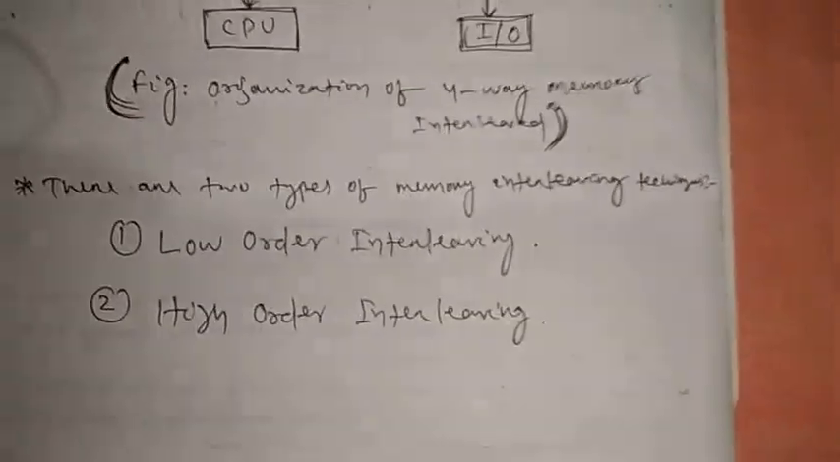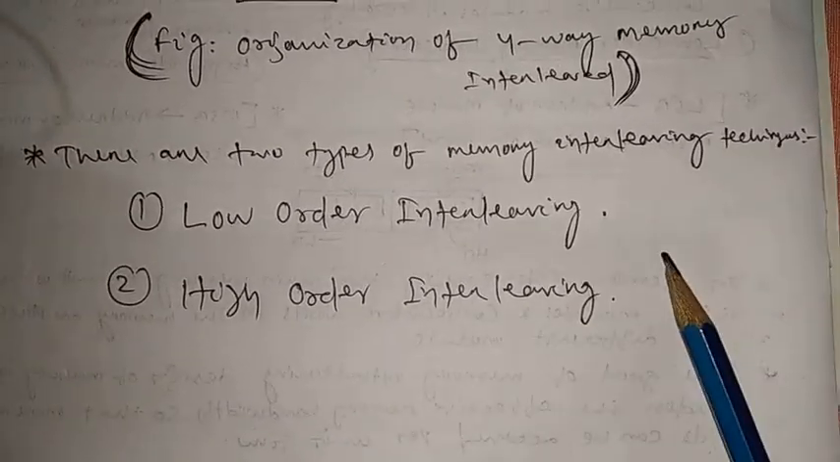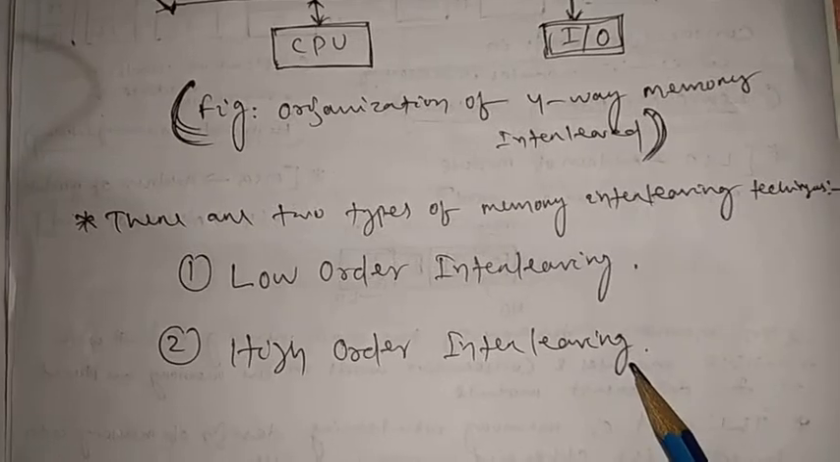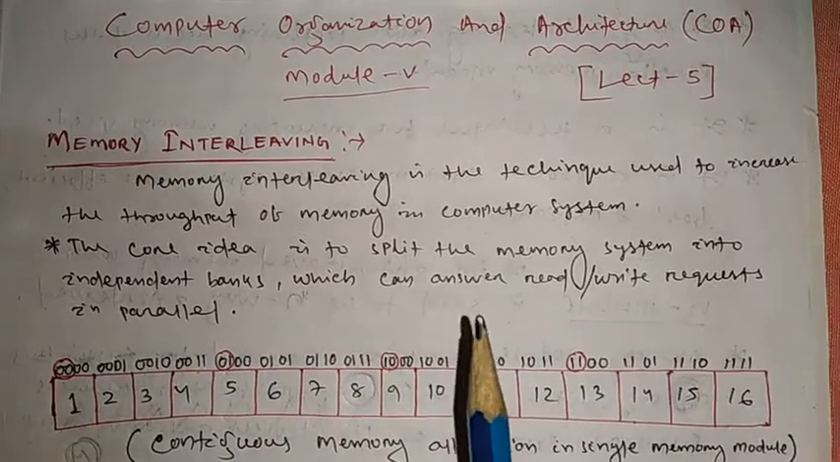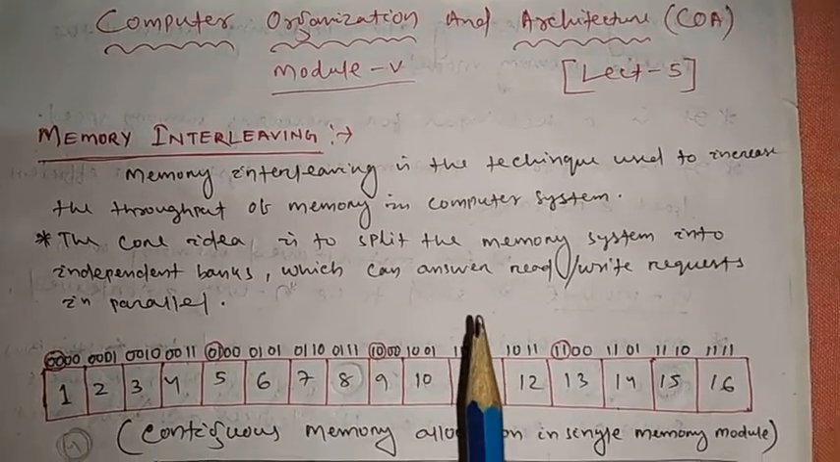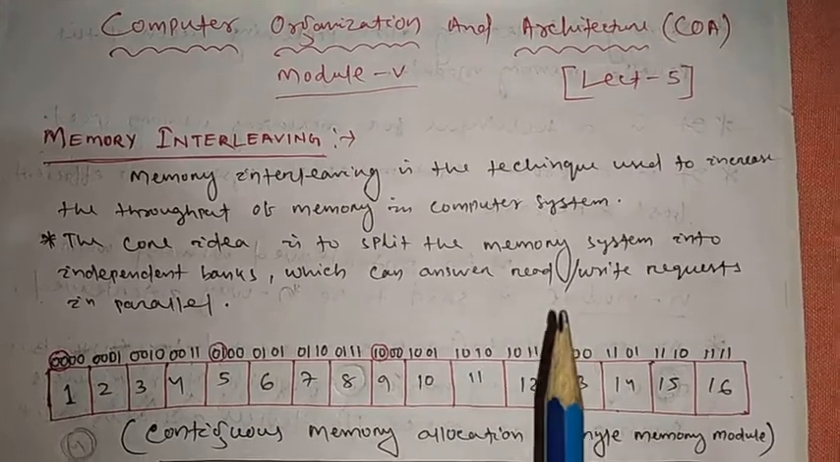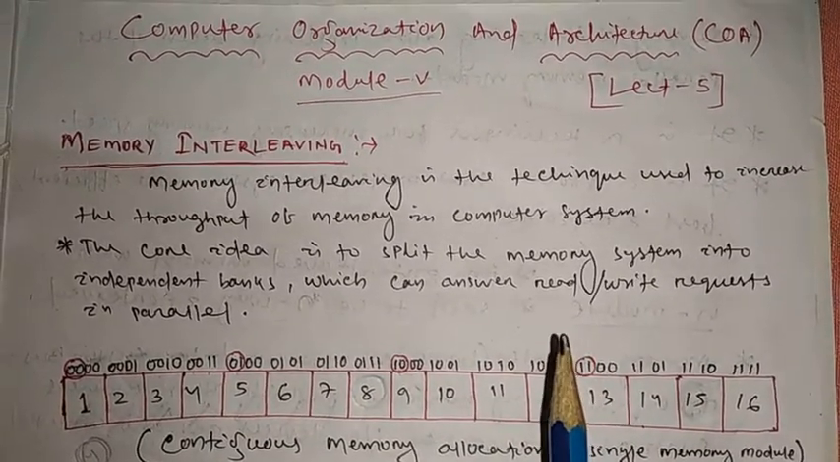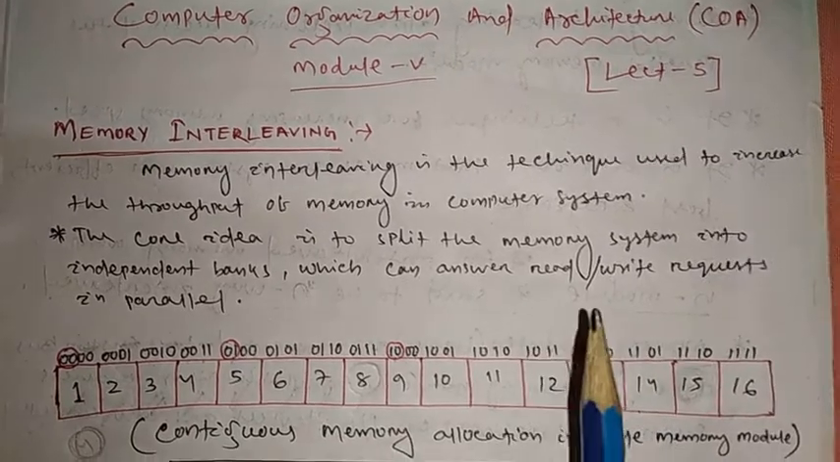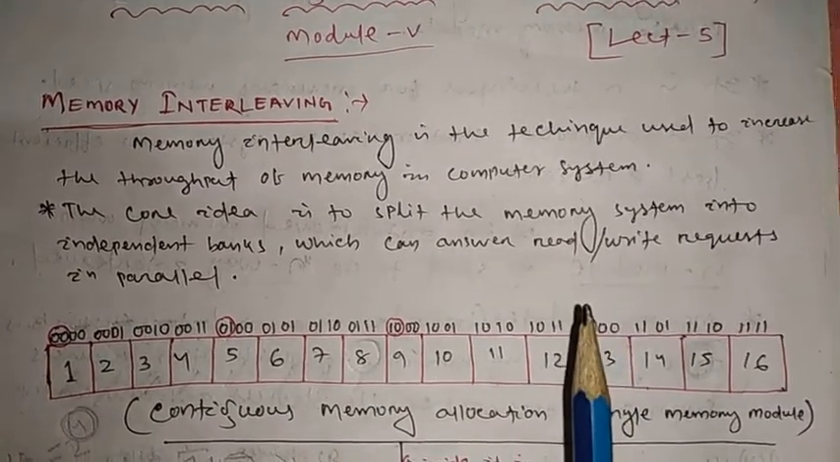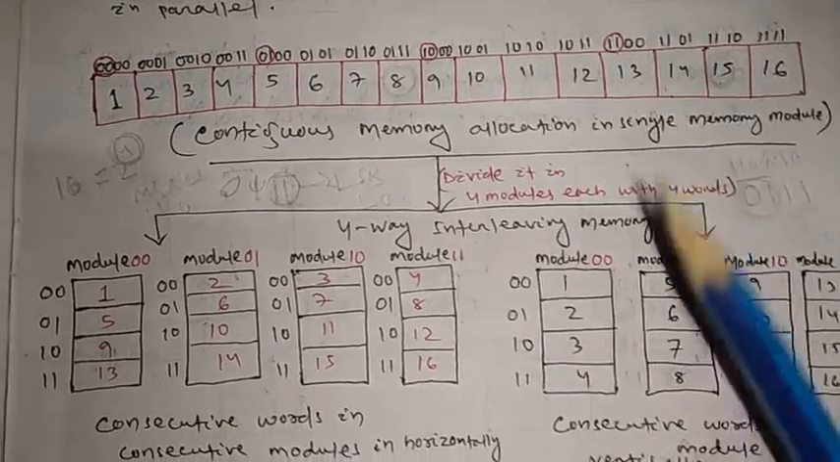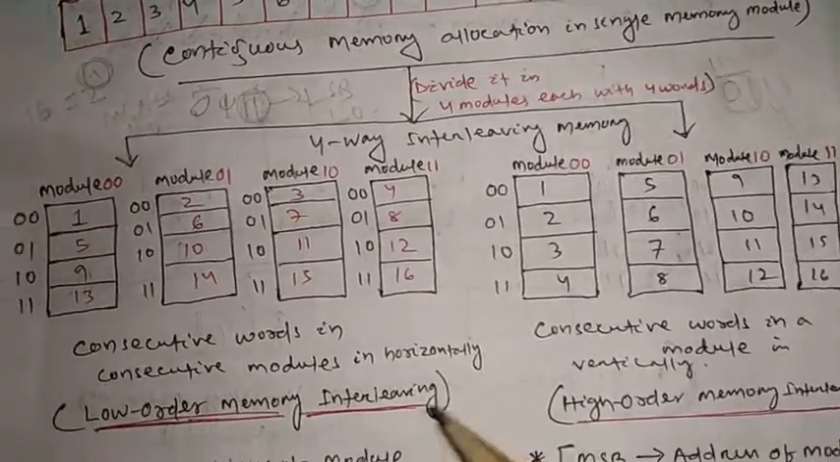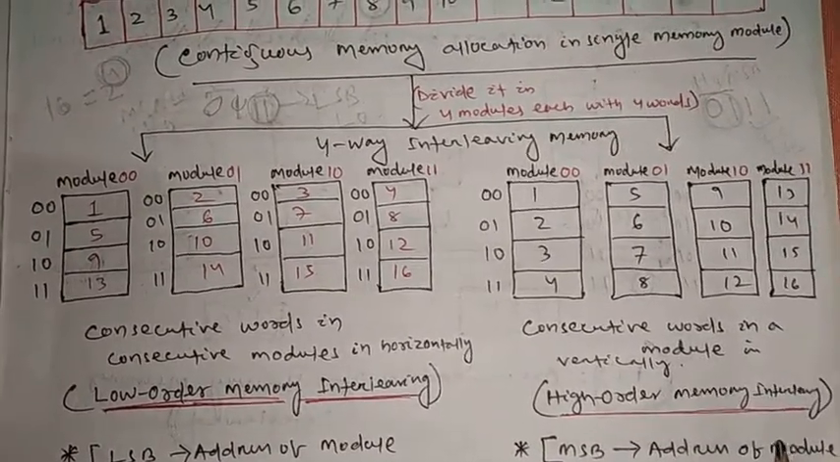And there are two types of memory interleaving techniques. One is the low order interleaving technique, another one is the high order interleaving technique. So what do we mean by the memory interleaving technique? The memory interleaving technique is used to increase the throughput of memory by dividing the memory into different modules, through which we can access multiple data simultaneously at a time by the CPU. There are two techniques of memory interleaving: low order memory interleaving and high order memory interleaving.